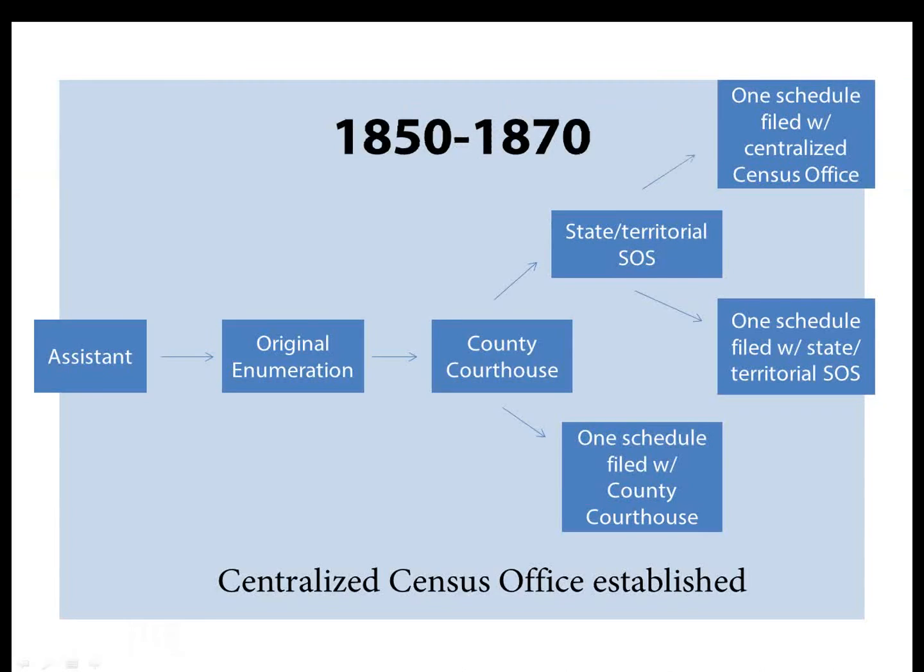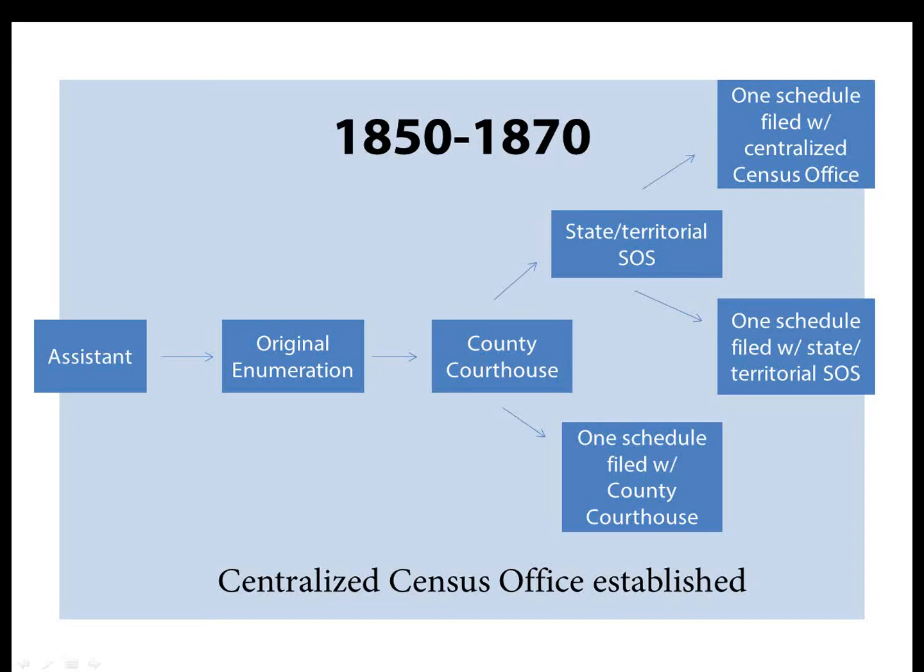Now, in 1850 to 1870, things changed a little. The assistant was still taking the original enumeration. That original enumeration was then filed with the county courthouse. The county courthouse would keep a copy, but they would also make their own copy and send that to the state. Now, that means that the original assistant, the person who wrote down all of the enumerations, was not the person making the copy. So I'm sure that you have had this experience looking at someone else's handwriting. You may not have been able to read it as well as that initial person. So this is something to keep in mind.